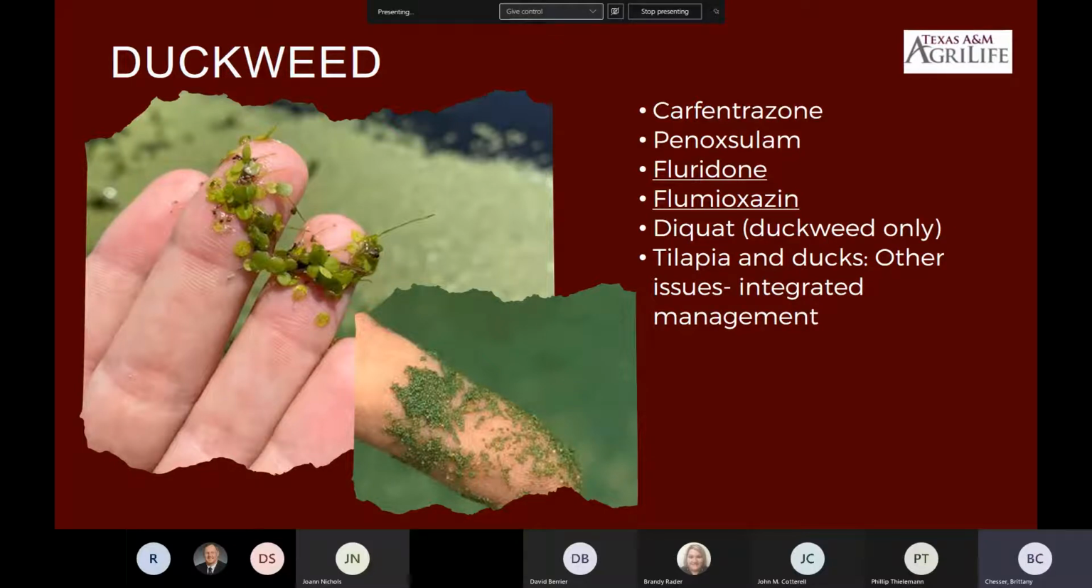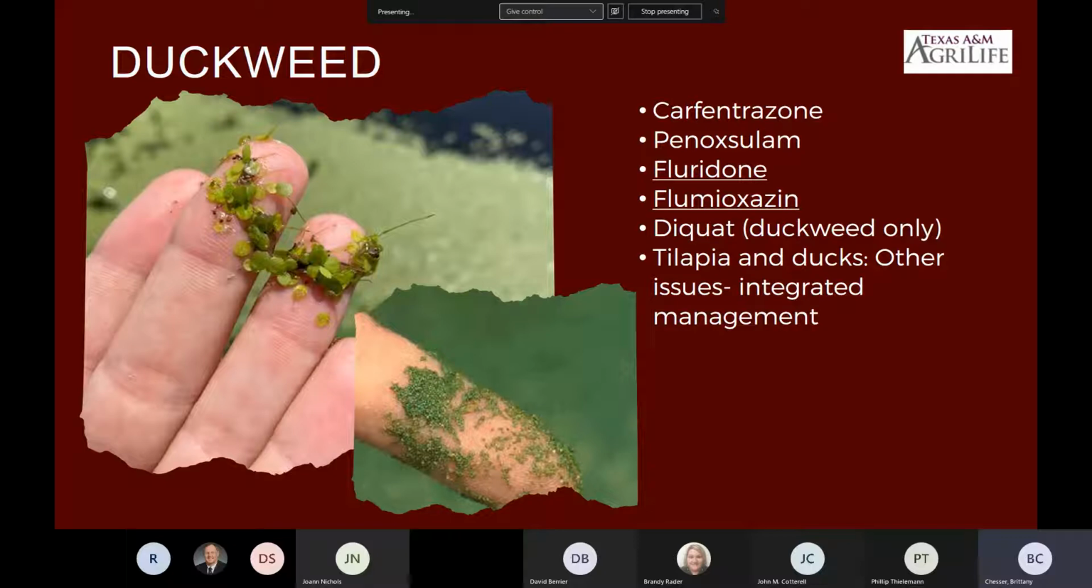I also have fluridone underlined up here, and that again is a full body treatment. It's very expensive, but I do recommend it for ponds that are completely taken over with an infestation of duckweed and watermeal, or especially if you have a smaller size pond, so about an acre and a half. Fluridone is very manageable and might be more cost effective in the long run when you're thinking about labor and the cost of herbicides for multiple applications.